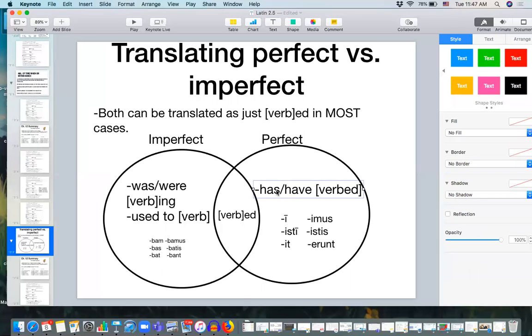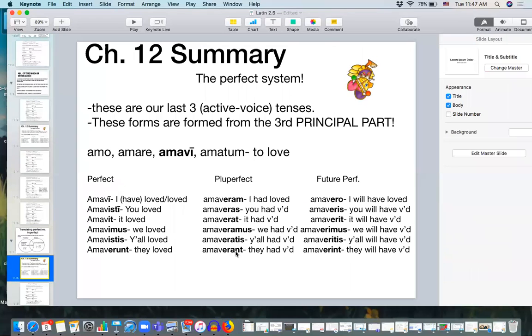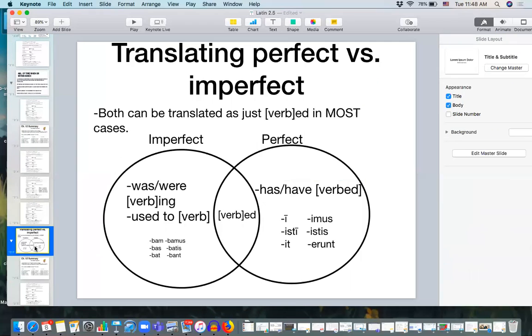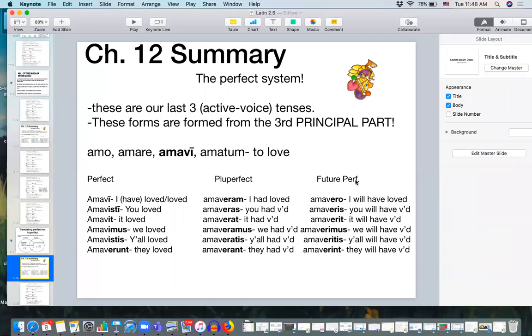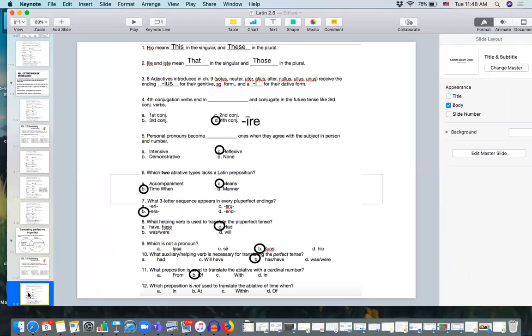For perfect, you might use has or have. But don't use had unless it's pluperfect, because for pluperfect you have to bust out that helping verb. You don't really have to bust out a helping verb for perfect. It can just be verbed, just like imperfect. Future perfect needs two helping verbs, will and have.